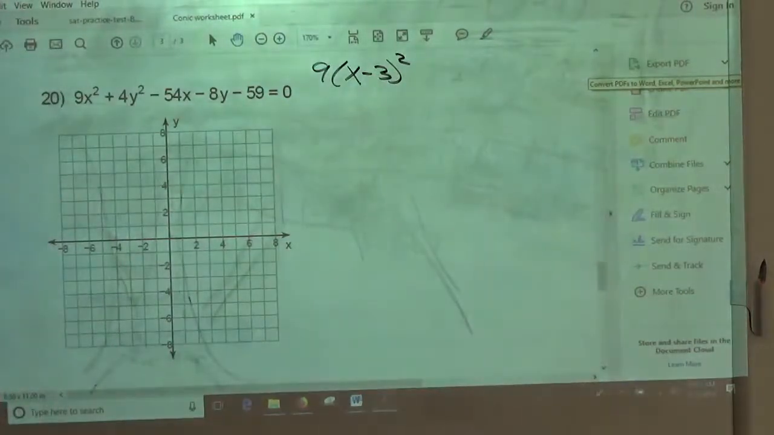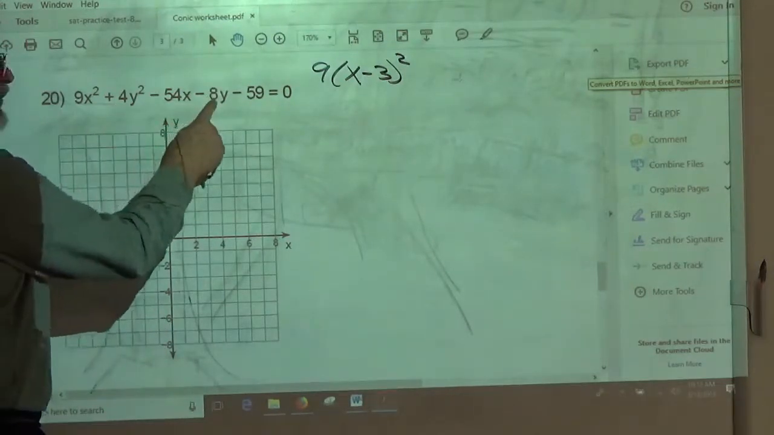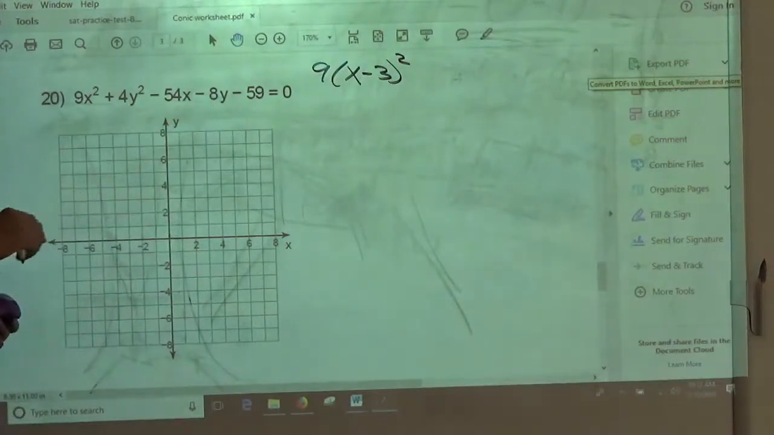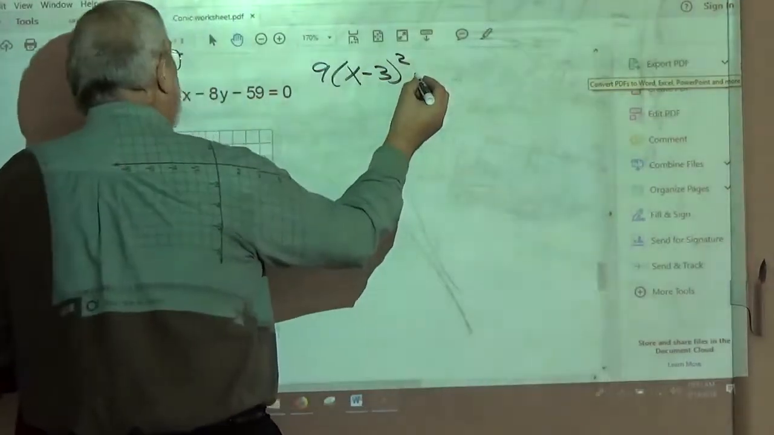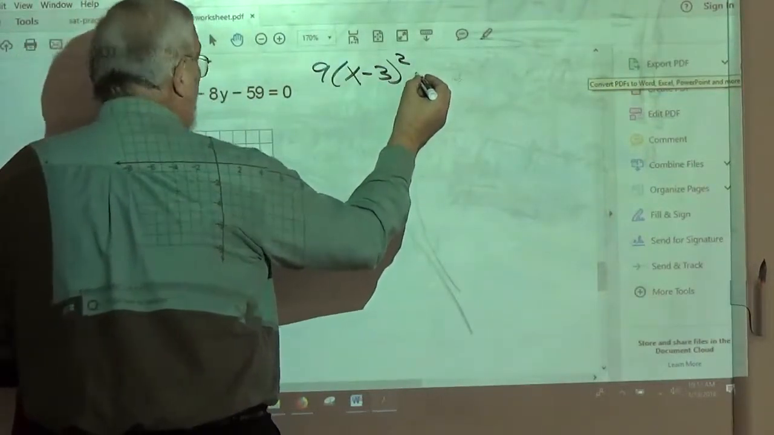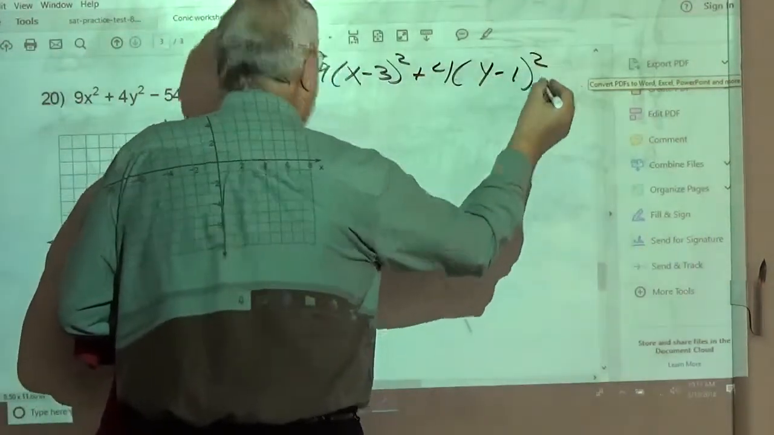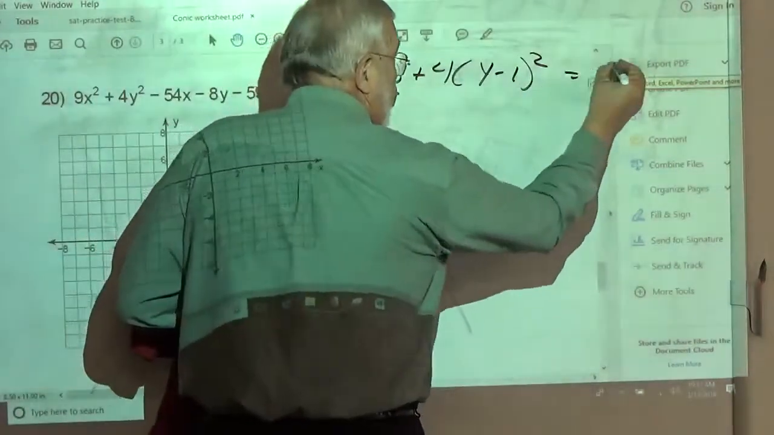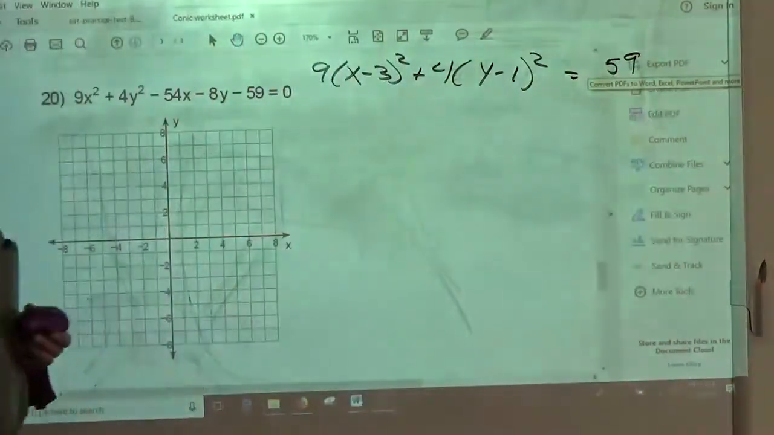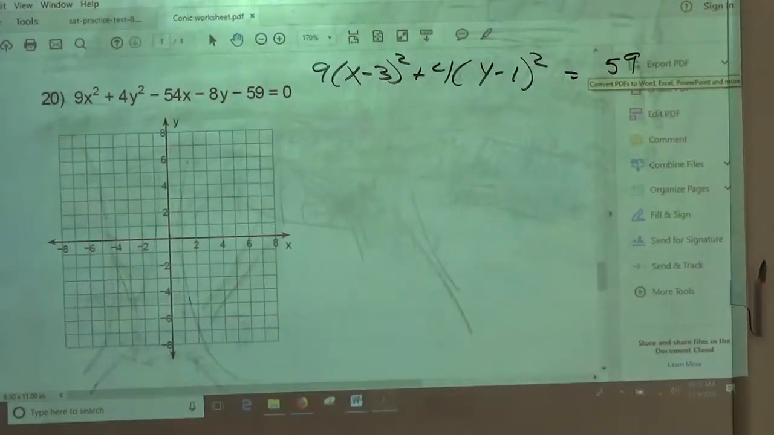Now, do you see what I'm trying to show you on how to do that? You're smart enough that you should be able to do that in one step, especially if that is an even number when you factor out. Okay, now let's go to the next one. We're going to take a 4 out of minus 8. That'll leave me minus 2. Half of minus 2 is minus 1. So that's going to be plus 4 times y minus 1 squared. And then I'm going to take that 59 to the other side, because we got 2 extra numbers we have to add.